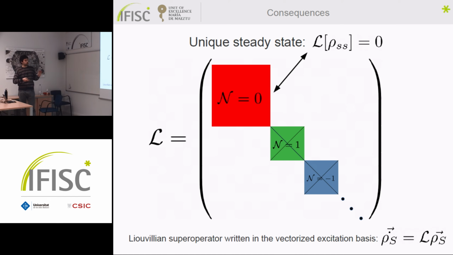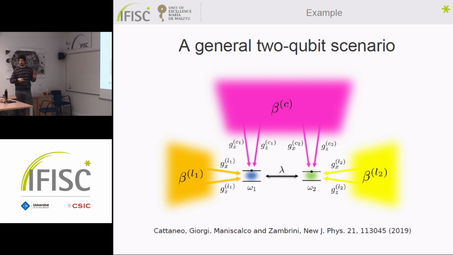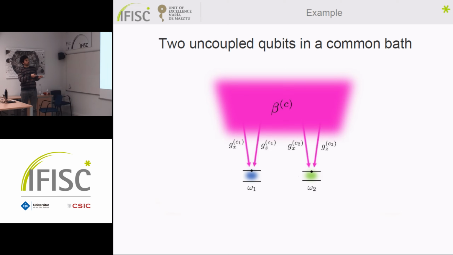Okay, now I will finally go to the example so that everything can be clearer. We consider a general 2-qubit scenario that we have studied in the paper on local versus global, the one I mentioned before. But in particular, we take a very, very simple scenario: 2 uncoupled qubits in a common bath. What does it mean? That we have 1 qubit and a second qubit, that could be like 2 atoms. There is no direct coupling between them, so they know nothing of one another. And they are immersed in the same environment, for instance the electromagnetic field fluctuating in the same way over the 2 atoms. This is a common bath.